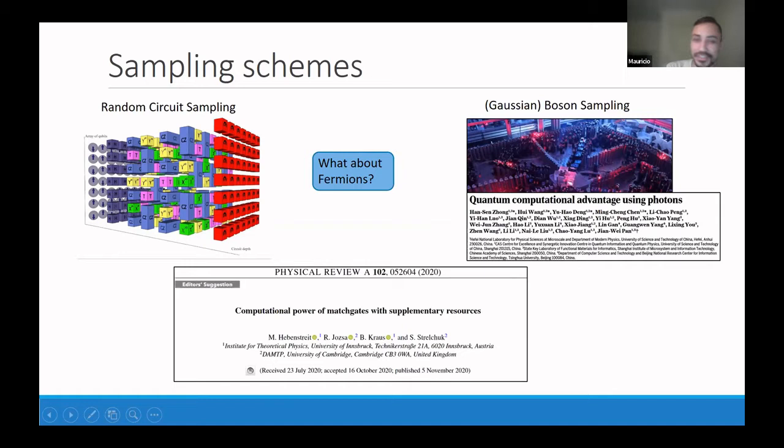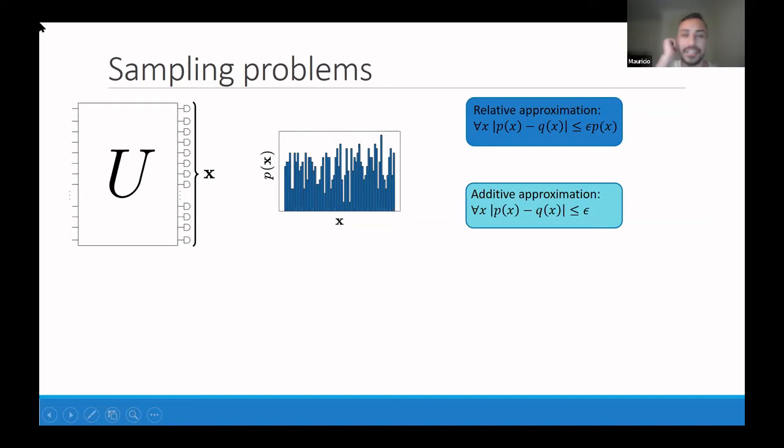So the whole idea of our work was to prove all these required ingredients for claiming quantum supremacy if you were going to do it with fermions. All these ingredients is what I'm going to show to you. But before, a bit of theoretical background for sampling problems.